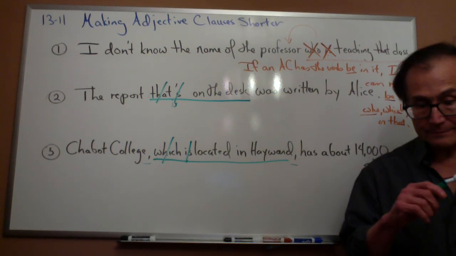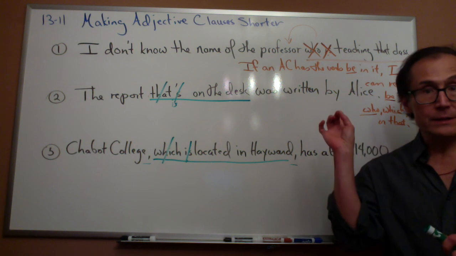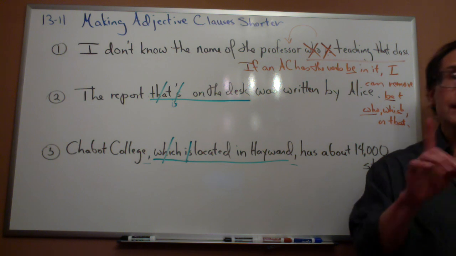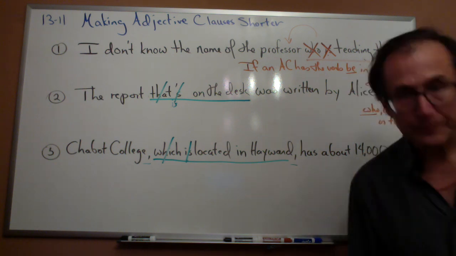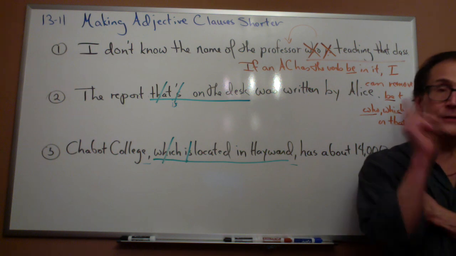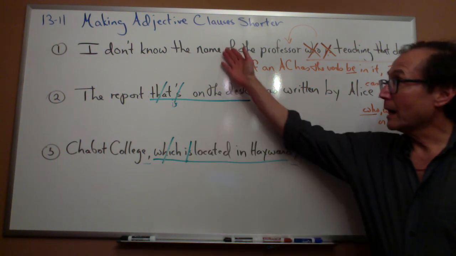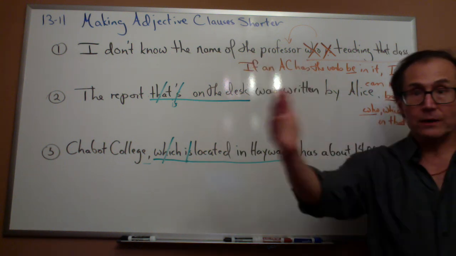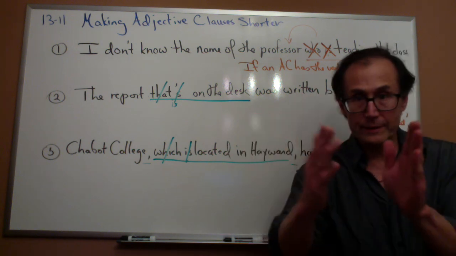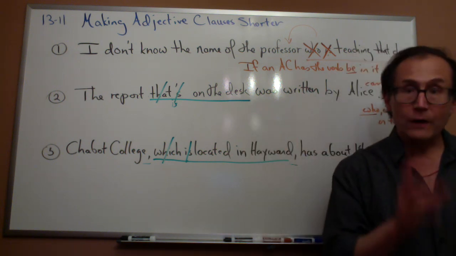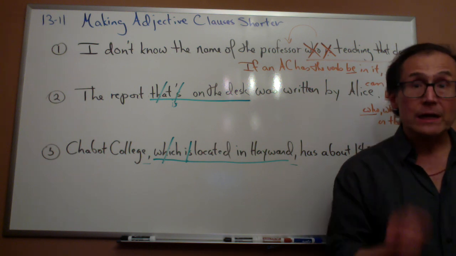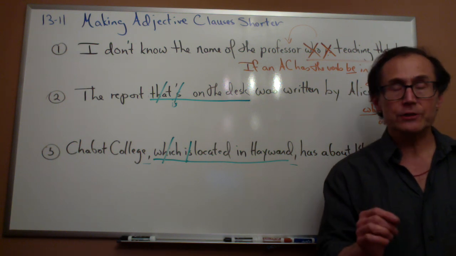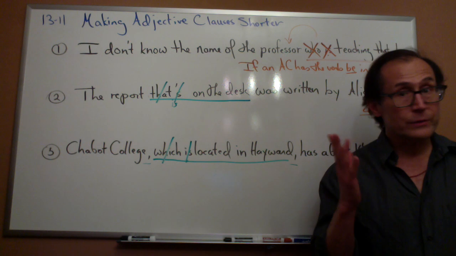Now, there's one more thing I want to tell you about this before I erase it and show you one more thing. So, I can very often make an adjective clause, a longer adjective clause, shorter into what's called an adjective phrase. I can often do that, but there are some times when making it shorter sounds very strange to an American or to an English speaker.